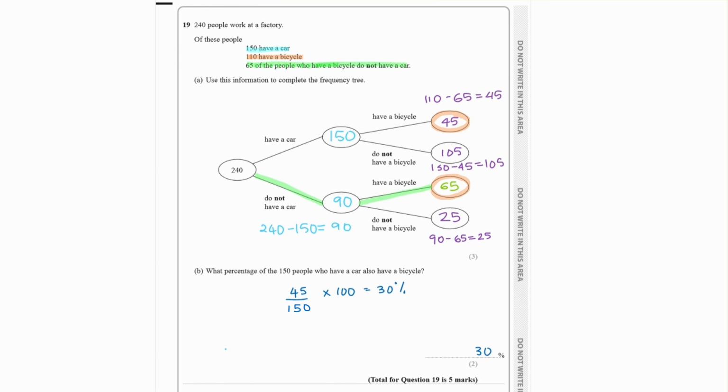So part A was a 3-mark question, and we would get the full 3 marks if we completed all the sections of this frequency tree correctly. And for part B, we would get 1 mark for correctly writing 45 as a fraction of 150, and the second mark for getting a correct final answer of 30%.